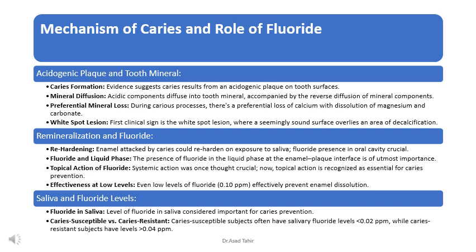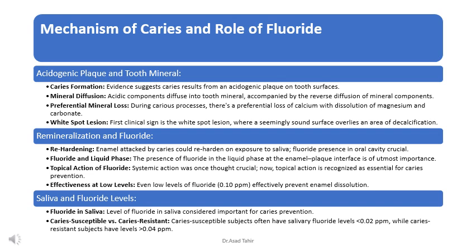Saliva and fluoride levels. Fluoride in saliva. The level of fluoride in saliva is essential for cavity prevention. Caries susceptible versus caries resistant. People prone to cavities usually have lower fluoride levels in their saliva, less than 0.02 ppm, while those resistant to cavities have higher levels, greater than 0.04 ppm.